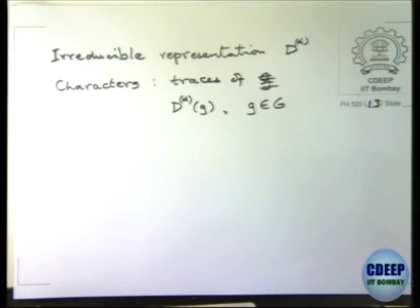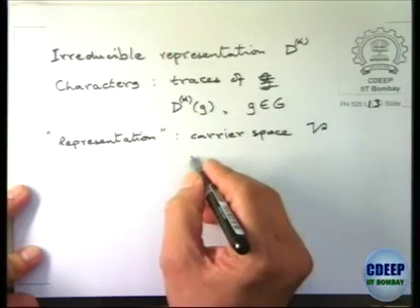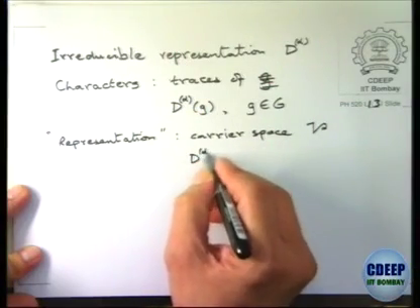The representation is meant to be, as we have already said, with carrier space, some linear vector space, and d alpha are matrices. So in a representation, it almost always means carrier space, some vector space V, and d alpha as linear operators.